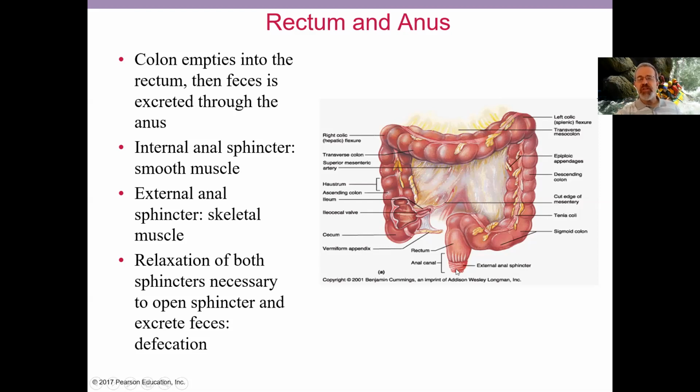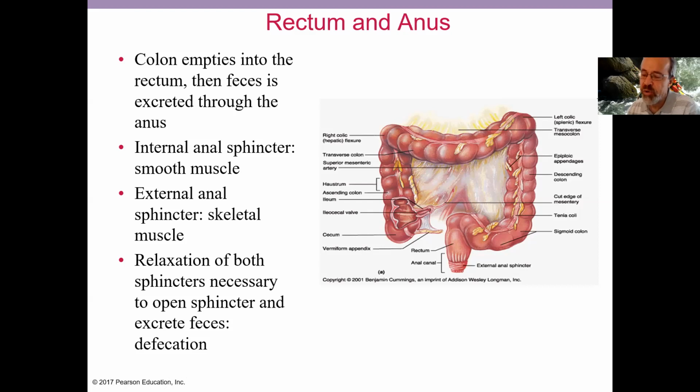These two different sphincters, normally they're in a contracted state. They must relax in order for defecation to occur, right? The internal sphincter, being that it's smooth muscle, is involuntary. So it's affected by just the pressure of the feces, which cause it to relax. The relaxation of the external sphincter depends upon our conscious will.